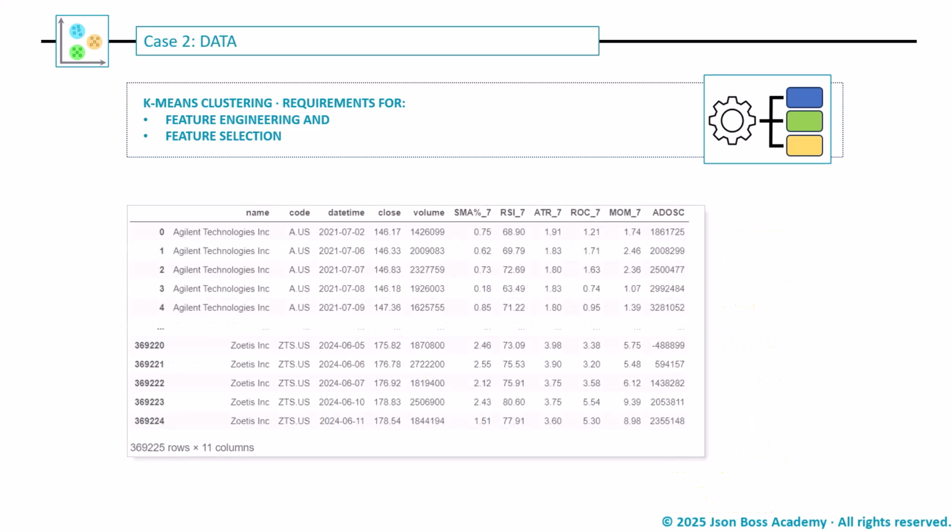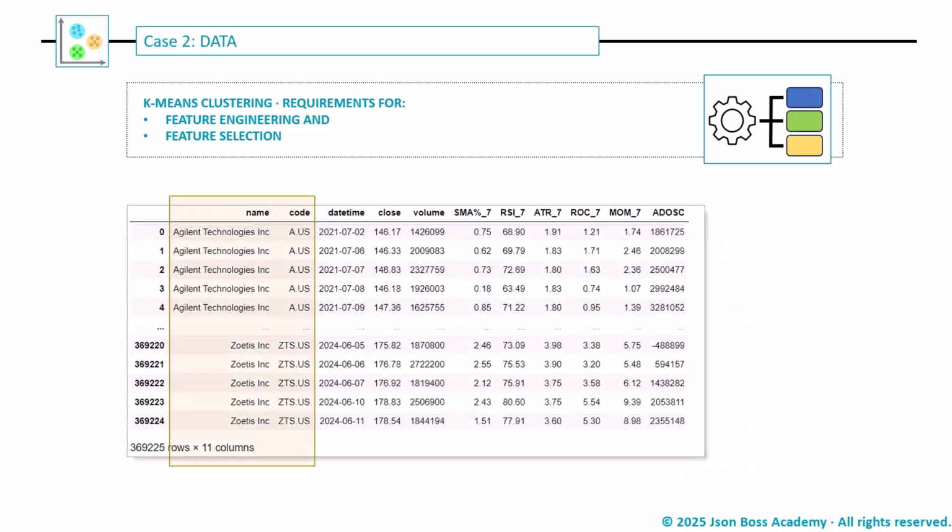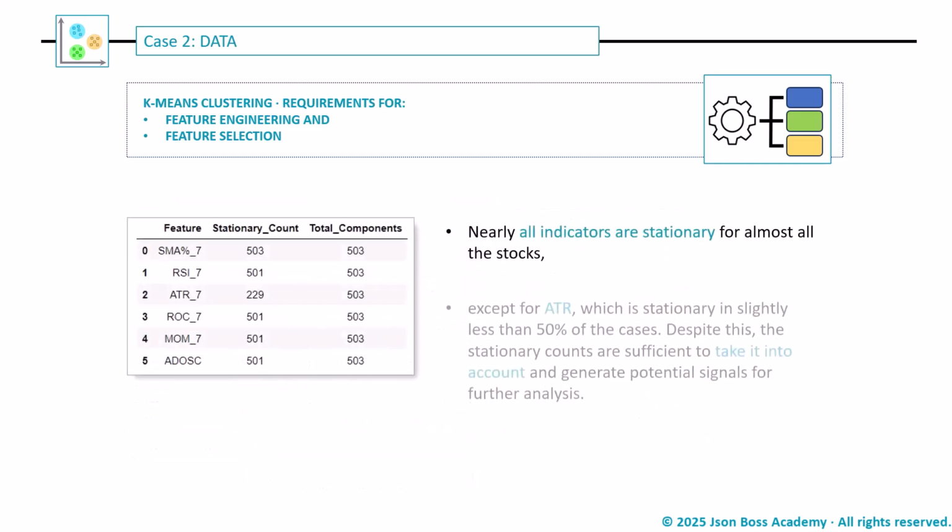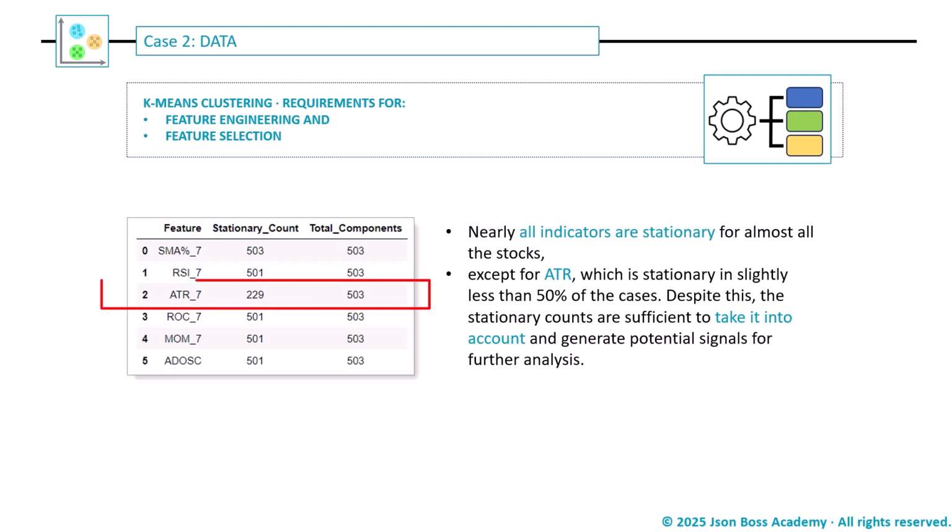As we see, the dataset consists of data from one company after another, in blocks. Therefore, to observe the stationarity of the series, we must do it company by company. We cannot mix them. Thus, we find that almost all are stationary in all indicators except for the ATR. However, with almost 50% of companies being stationary, we decide to keep it. Performing this test in Python is very simple and takes just a couple of lines of code.